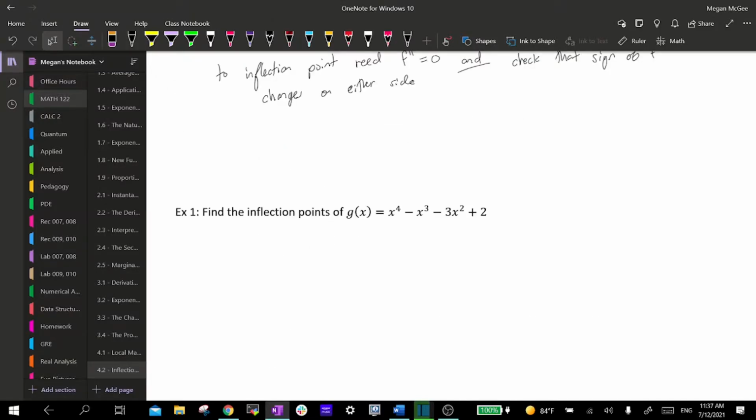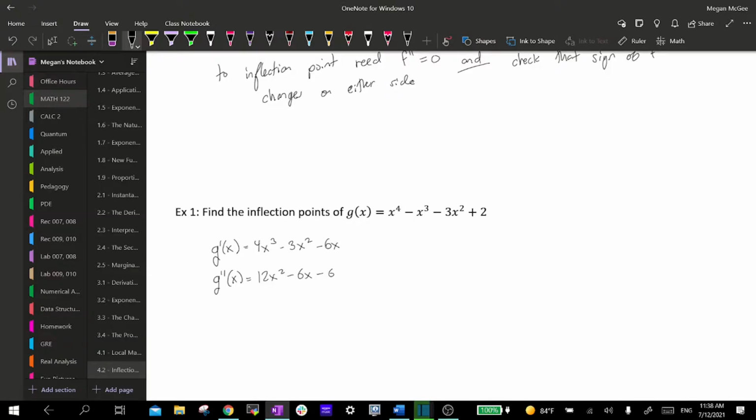We want to find the inflection points of this function g of x. Alright, well, we need the second derivative in order to find our inflection points. So we need to take two derivatives here. So we want g prime of x, we need our first derivative, so that will give us 4x cubed minus 3x squared minus 6x. And then we need our second derivative, so we get 12x squared minus 6x minus 6. So this is our second derivative.